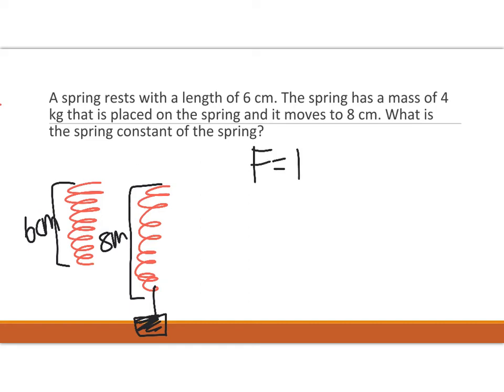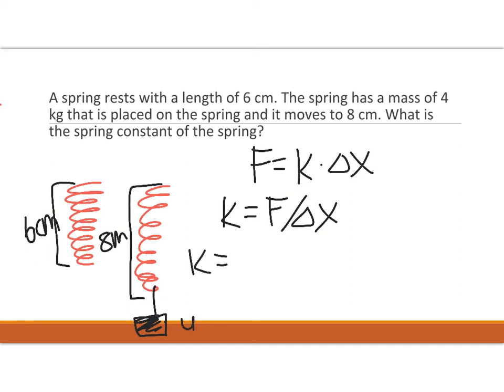So I have force equals K times delta X. So the force is actually this weight, okay? But before we do that, we need to actually solve for K. So I'm going to rearrange this equation. So I have K equals force over delta X. Now, it's important to note that this force isn't just 4 kilograms. It's actually the weight. So when I'm looking at something on spring force that's hanging, I'm always looking for the weight. So 4 times 9.81. And that will give me my force on that spring.